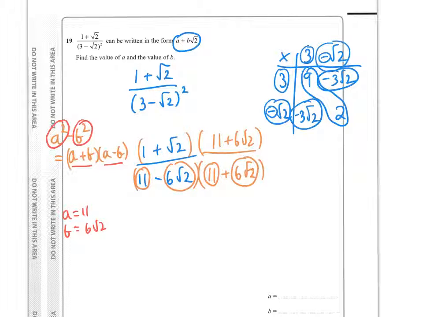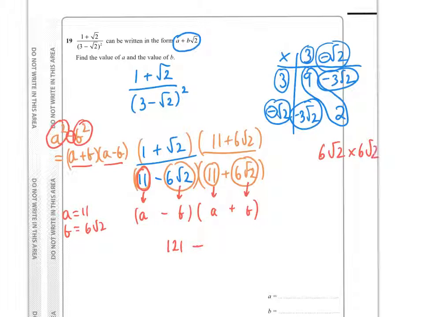Now, let's have a look. So we're saying that this is going to be our a in this case, this is going to be our b, so we've got a minus b. And then this is our a still, and this is our b. So we do have a minus b times a plus b, which is a squared, so 11 squared is 121, minus b squared. Well, 6 root 2 times 6 root 2, what's that going to be? Well, 6 times 6 is 36. And then root 2 times itself is just 2, so that's going to be 72. So the denominator is going to be 121 minus 72.